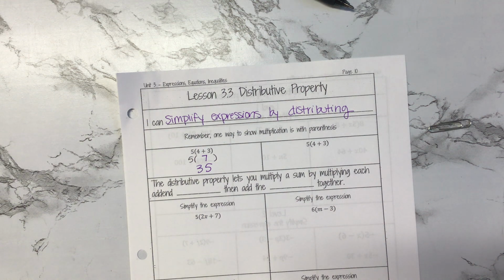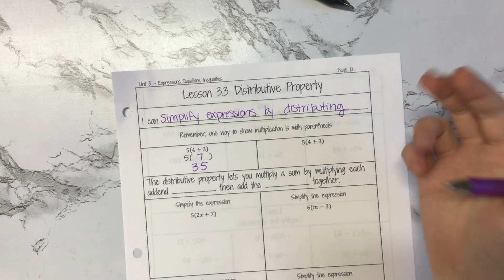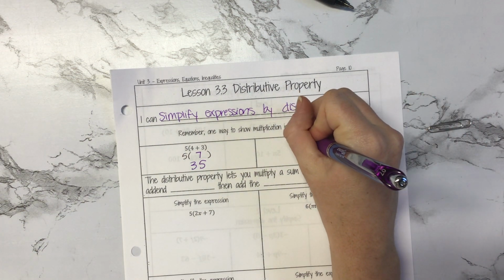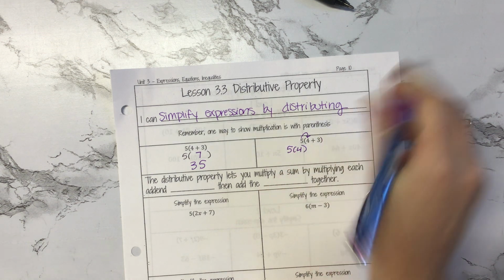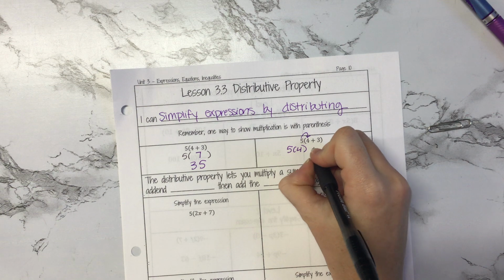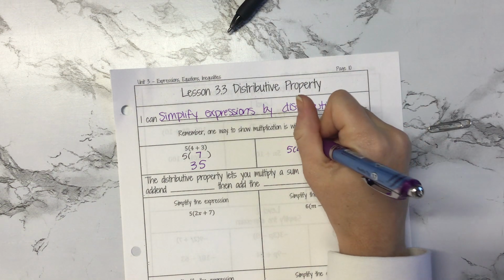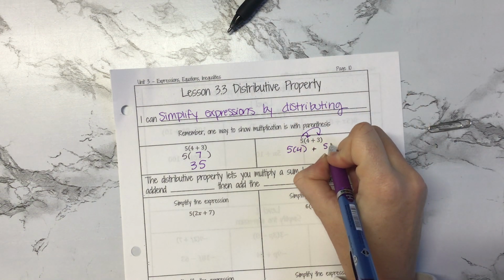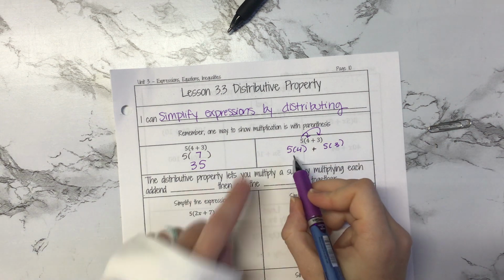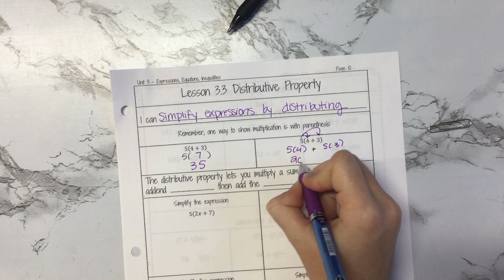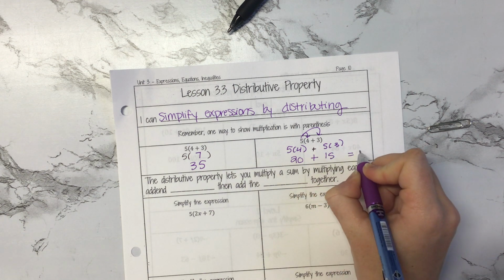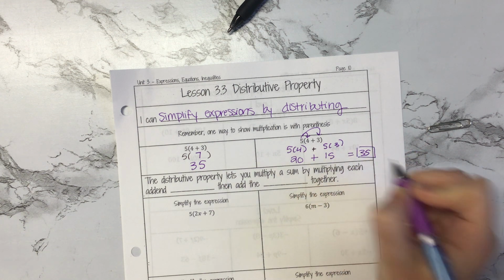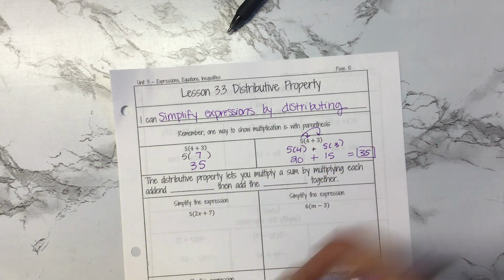Another way you can do it is to what we call distribute. So you're going to take 5 times 4 and then add 5 times 3. 5 times 4 is 20, plus 5 times 3 is 15, and you still get 35.